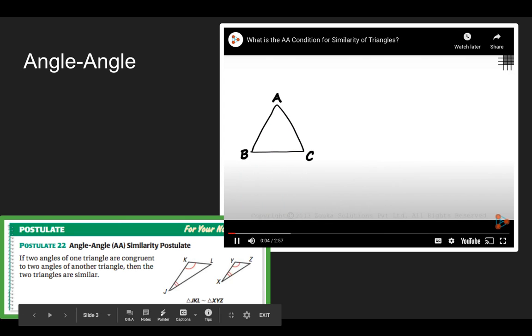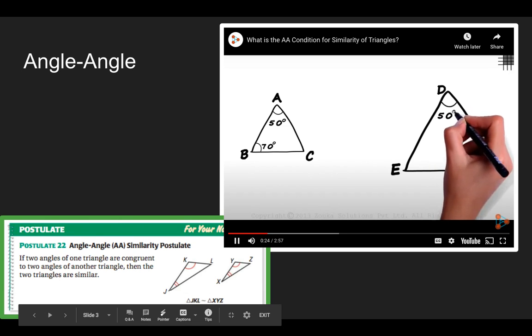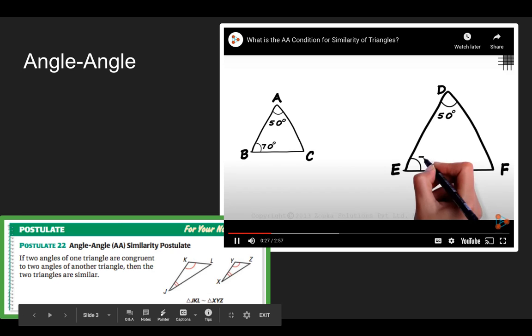Look at triangle ABC. In this triangle, measure of angle A is given as 50 degrees and the measure of angle B is given as 70 degrees. Along with this triangle, we are also given triangle DEF. In this triangle, we are given that the measure of angle D is 50 degrees and the measure of angle E is 70 degrees. With this given data, we want to know if triangles ABC and DEF are similar.